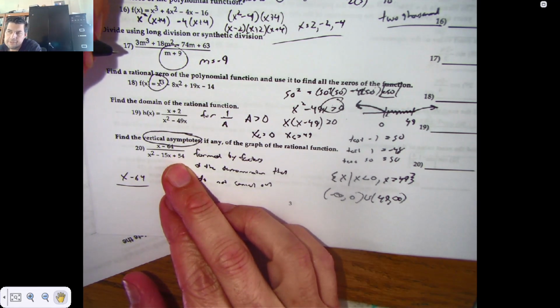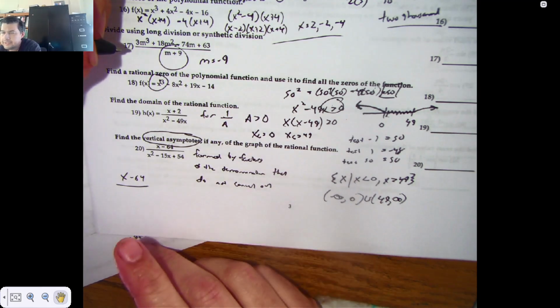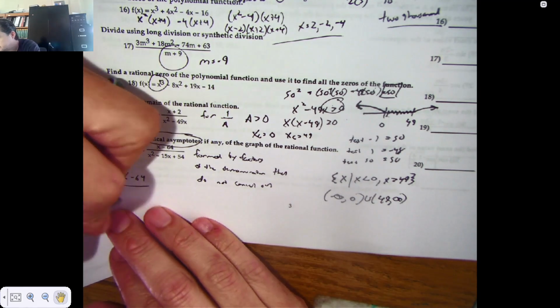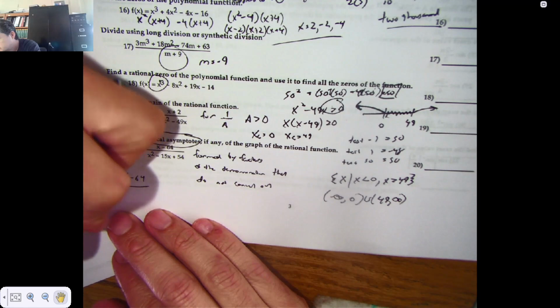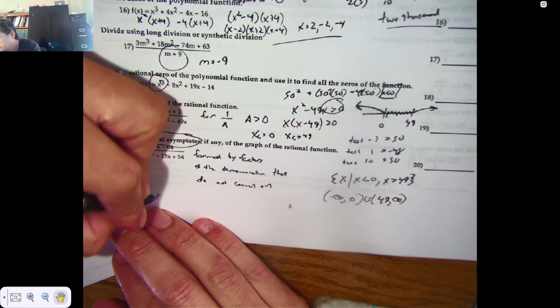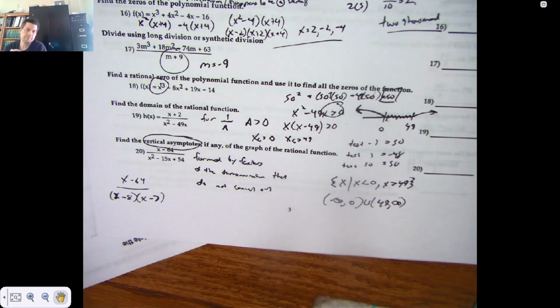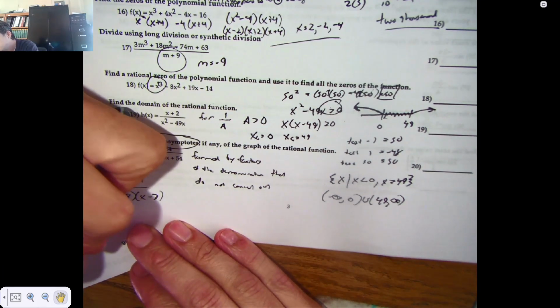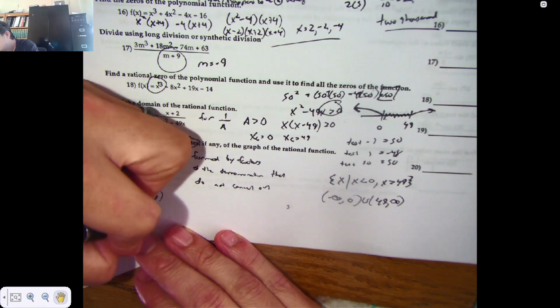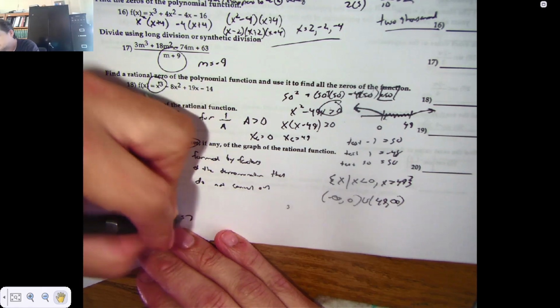So factors of 54 that add to 15 are what, 8 and 7? Sounds right. They're both negative because the product has to be positive and the sum has to be negative. So my vertical asymptotes are literally at x equals 8 and x equals 7.